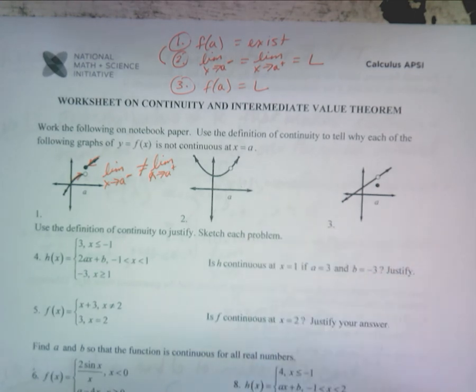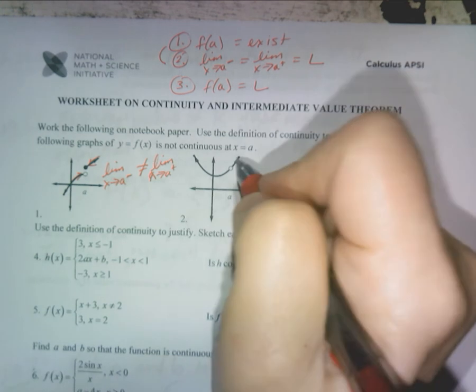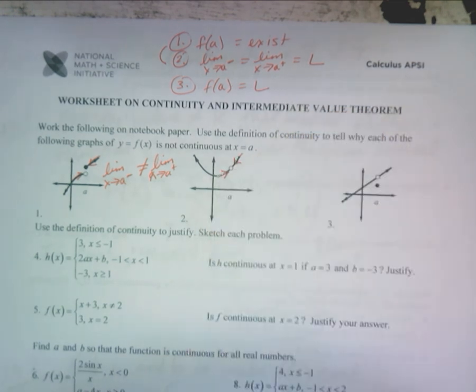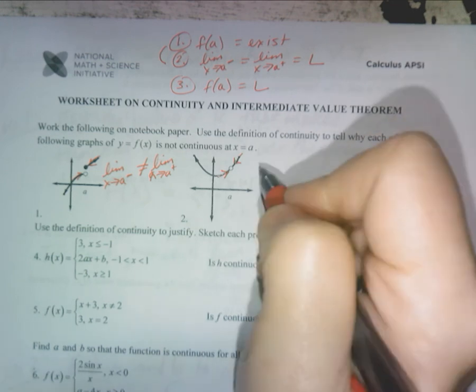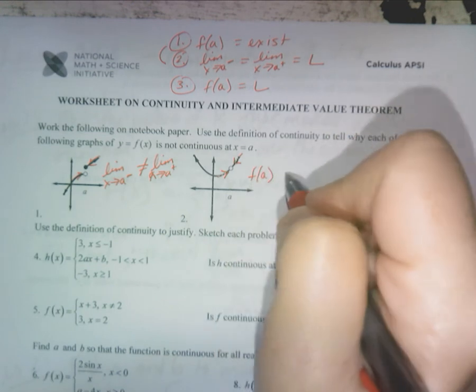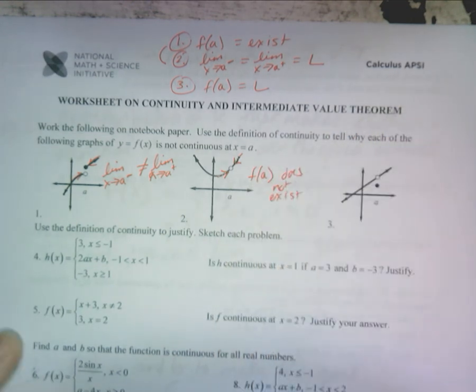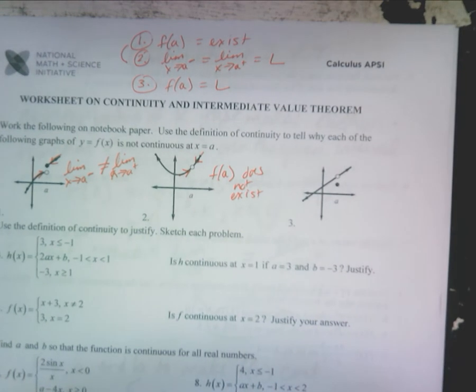Hey, what's wrong with number 2? Are the limits the same? Oh, there's a hole. There is a hole, but are the limits the same? Yes, even though there's a hole. So then where am I failing? It doesn't exist. There is no f of a. There's a hole. That's what I said. All right, and then what's wrong with picture 3?